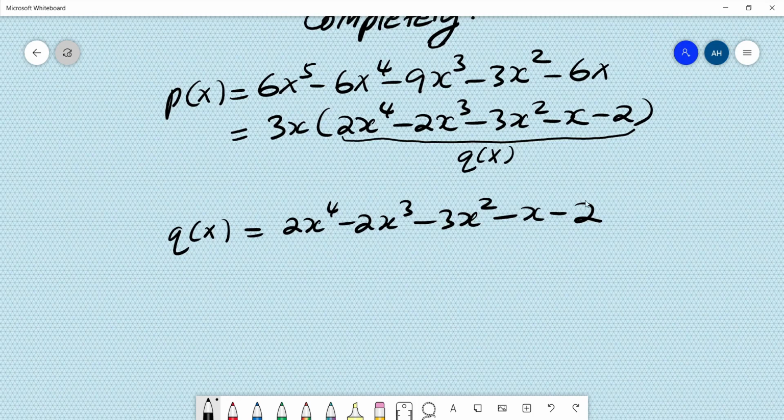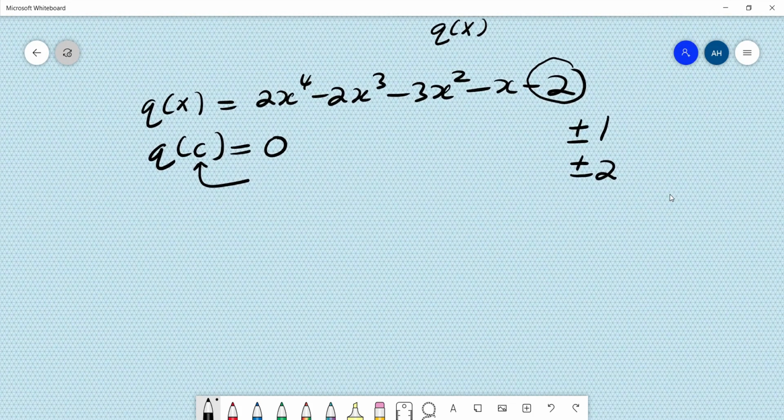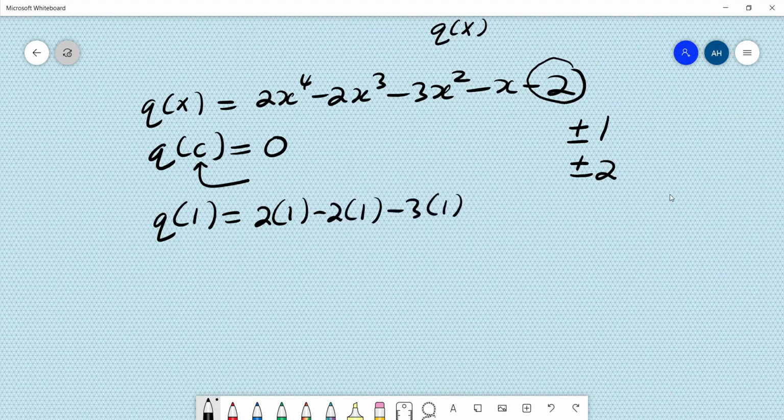Again, as I mentioned last time, we are looking for c such that Q(c) equals 0. And this number c comes from the factors of this number, that is positive and negative 1 and positive and negative 2. Let's try these numbers and see whether we get Q(c) equal to 0. Let's try the first number, the simplest one, that is Q(1). What do we get? 2 times 1, negative 2 times 1, negative 3 times 1, negative 1, minus 2. So 2 minus 2 minus 3 minus 1 minus 2.